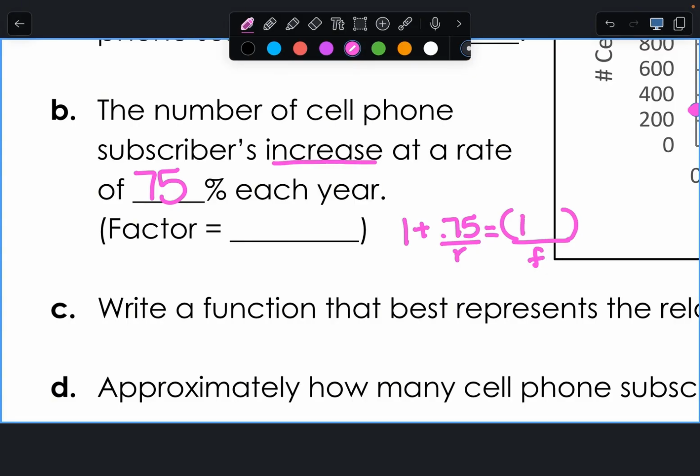Whoa. Wait, I was just getting it. 1 plus 0.75 is 1.75. Those are the right answer. Oh, Lord. I think I'm about to re-record this again.